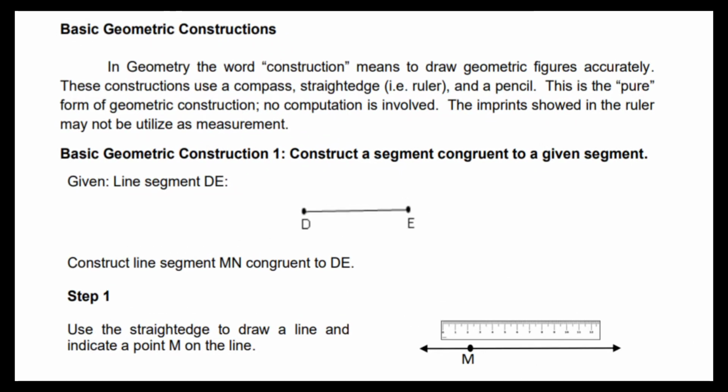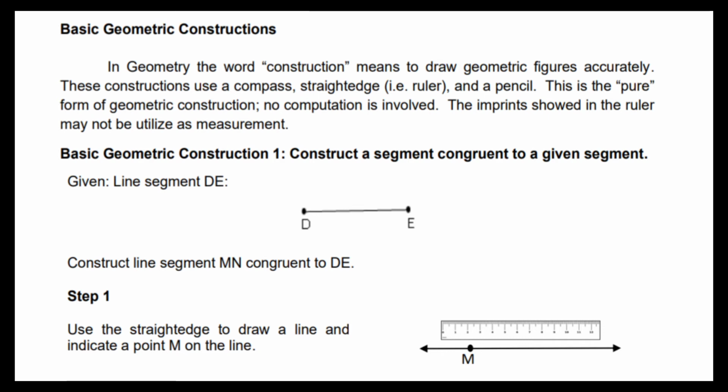Now let us proceed to the basic geometric construction. In geometry, the word construction means to draw geometric figures accurately. This construction uses a compass, straight edge, or a ruler, and a pencil. So this is a pure form of geometric construction. No computation is involved. The imprint shown on the ruler may not be utilized as measurement.